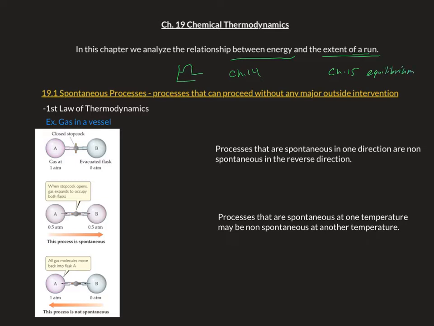Now, at the heart of this chapter is this concept called spontaneity. In this chapter, a spontaneous process is a process that can proceed without any major outside intervention. So it kind of happens naturally, on its own. We'll talk more about examples of that in a moment.